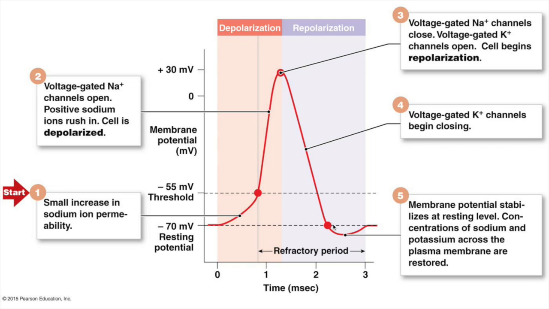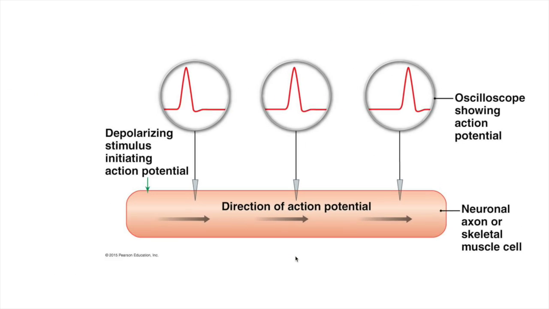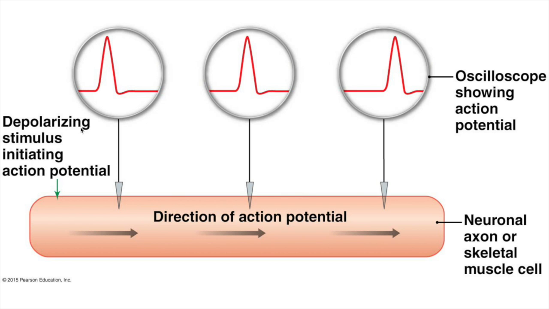The membrane potential drops below the resting potential as voltage-gated potassium channels close. And during the refractory period, another action potential cannot be generated because ion conditions are being restored to their resting states. And we'll come back to action potentials in Chapter 11 when we talk about neurons, and we'll talk about them in more detail there.